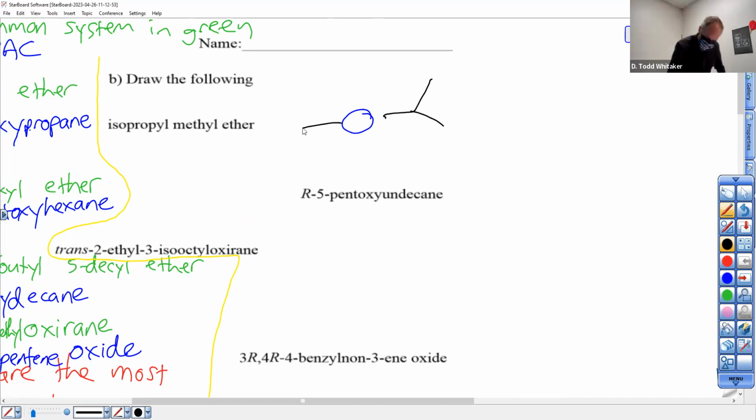Next one, I'm going to draw an 11 carbon chain. 2, 4, 6, 8, 10, 11. Carbon 5. 1, 2, 3, 4, 5. Has a stereo center with an H on it. And how do you draw a pentoxy, everybody? What do you draw first? Oh, like you said. And then just a pentyl.